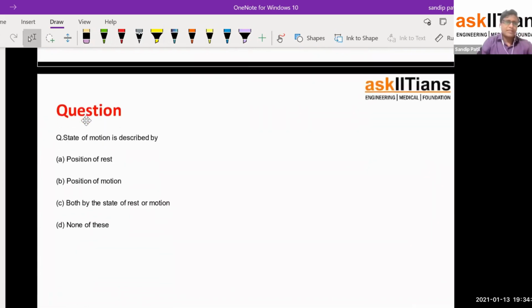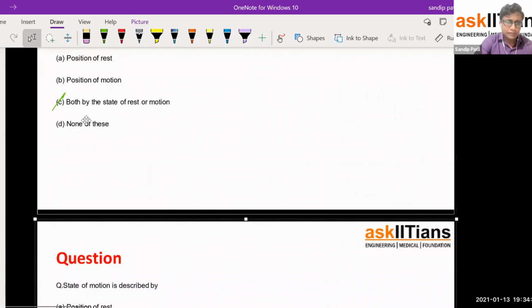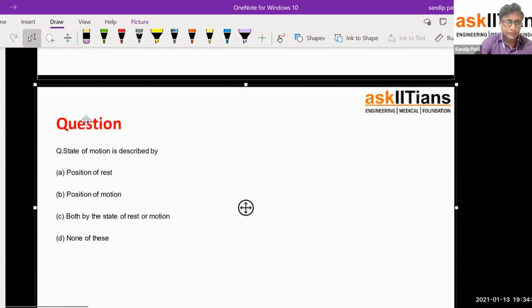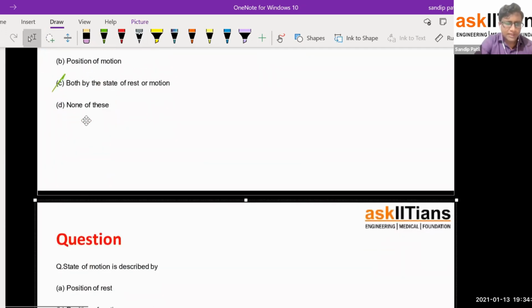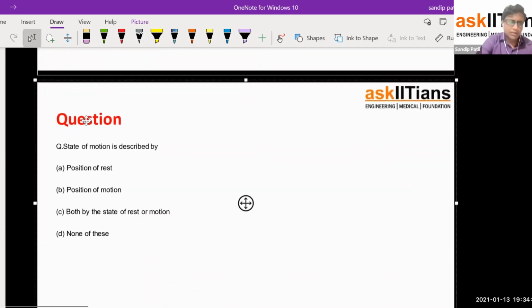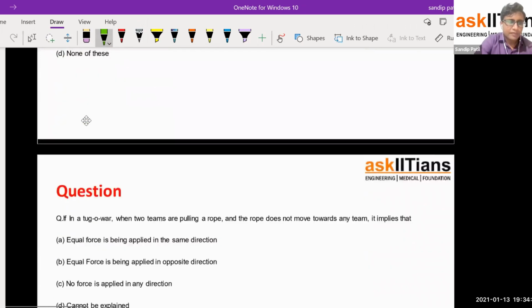Next question is a theory question. State of motion is described by. We have already seen this question. It is described by what? State of rest as well as motion. It could be at rest, it could be in motion, doesn't matter, right? Simple. Then again that question is repeated here. So the answer we already know: by the state of rest or motion we can say both.